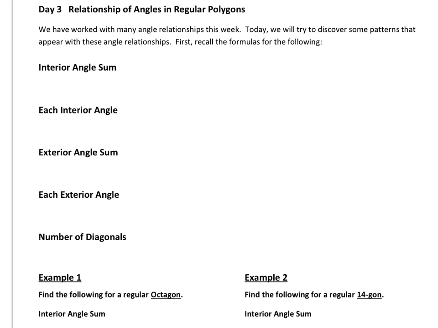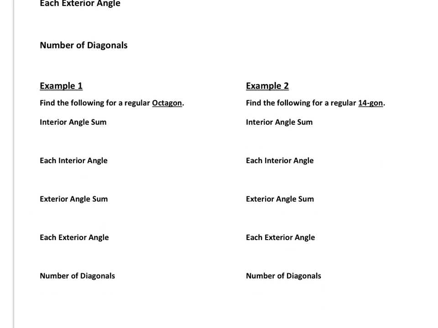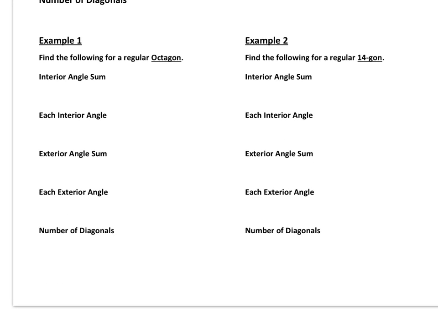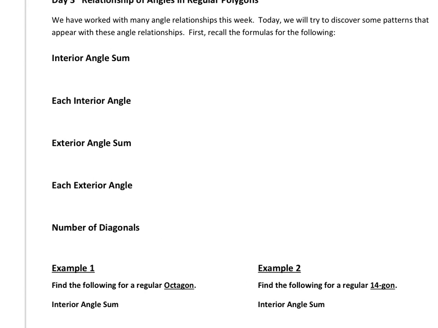So the first thing we're going to do today is fill out this top piece of the packet, all with the general formulas for finding interior angle sum, each interior angle, exterior angle sum, each exterior angle, and number of diagonals. Then we'll do a couple examples, example 1 and 2 down here, and we'll see some patterns that come up between the formulas and the relationship between the different ideas depending on which kind of polygon we're talking about. And then we will get to homework after that. So let's recall each of the formulas.